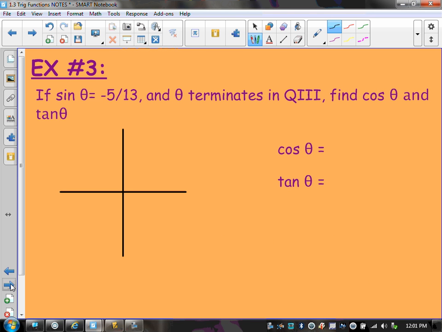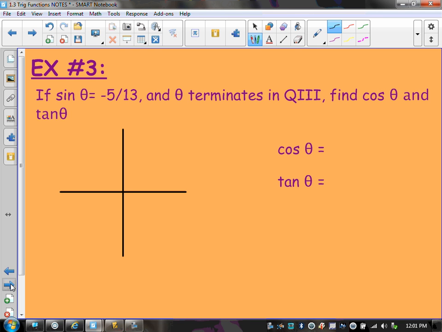Let's do our last example in this section. Let's do example number 3. Okay? Number 3 says, if sine of theta is negative 5 over 13, and theta terminates in quadrant 3, I need you to find cosine and tangent. So they give us sine, they want us to find cosine and tangent.